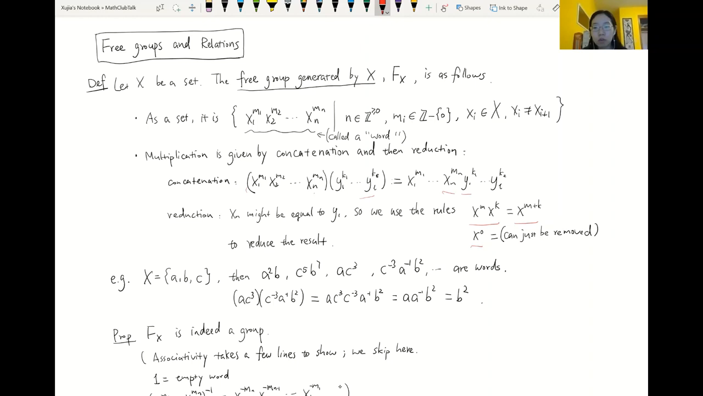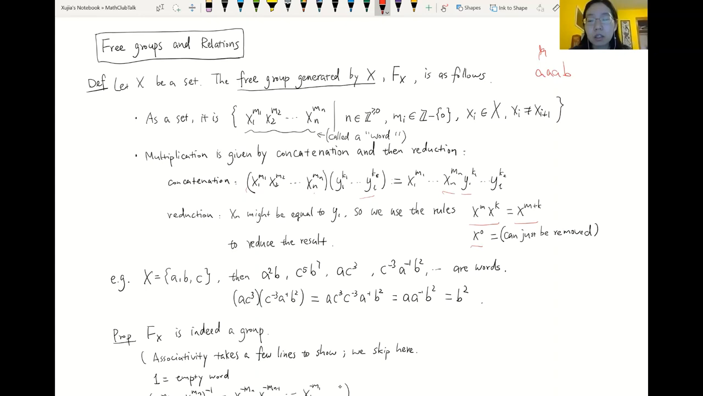The way you think of this is, you can take, for example, X to be the alphabet. Say X is the set of the 26 English letters. And we have the set of words, which is just all of the possible ways you can put the letters together in a string. And that's an English word. So for example, you might have something like A, B.